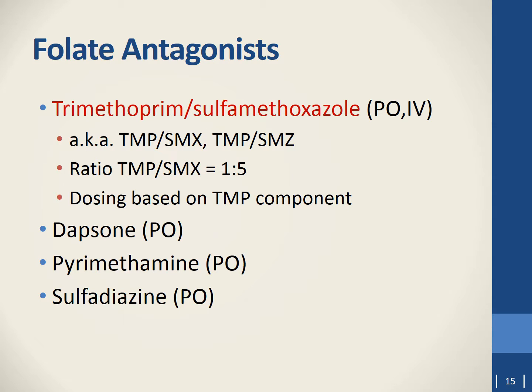And the ratio of TMP to sulfamethoxazole is 1:5. And when we dose, and this is especially prudent when we're dosing on a milligram per kilo basis for the IV preparation, we dose based on the trimethoprim component. And you can see that there is the potential for error if you would dose based off of the wrong one. With electronic prescribing now, I think that is decently corrected, and there's a safety catch there to make sure that people are dosing based off the trimethoprim component.